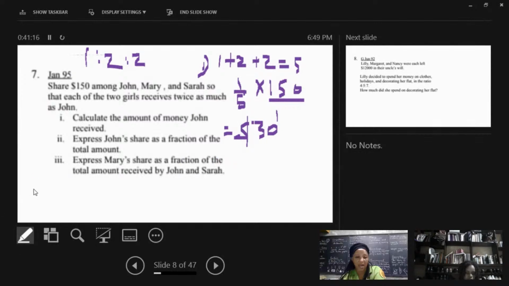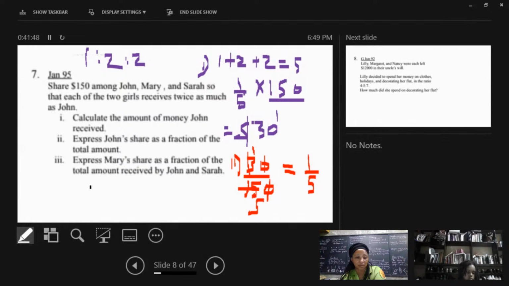Express John's share as a fraction. It would be 30 over 150. Zeros cancel, so 3 into 3, 15, 5. So the answer is 1 over 5.